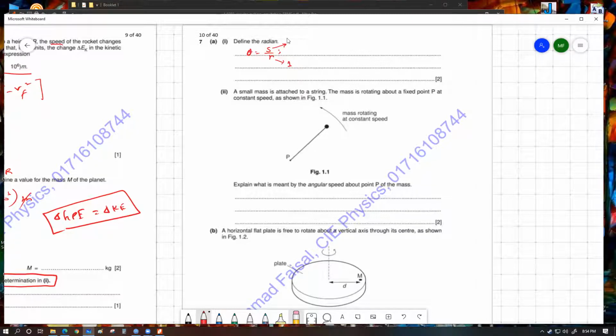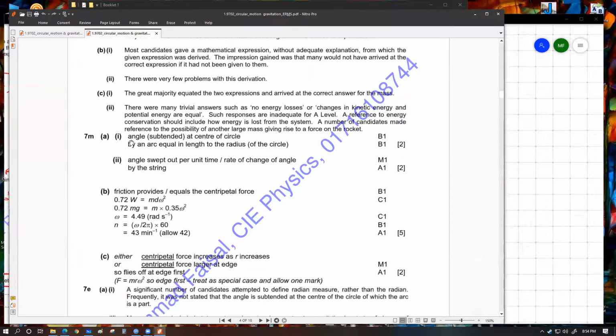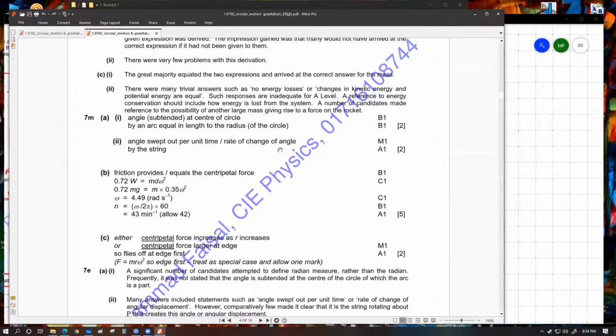Because I did not teach you this definition, I'm going to have a look at the mark scheme to give you an idea of how they expect it to be. Angle subtended at the center of a circle. So you have to mention that, which I didn't mention, by an arc equal in length to the radius of the circle. The examination report says a significant number of candidates attempted to define the radian measure rather than the radian itself. Frequently, it was not stated that the angle is subtended at the center of the circle of which the arc is a part. So the part that I missed out in my answer was actually a very common mistake.